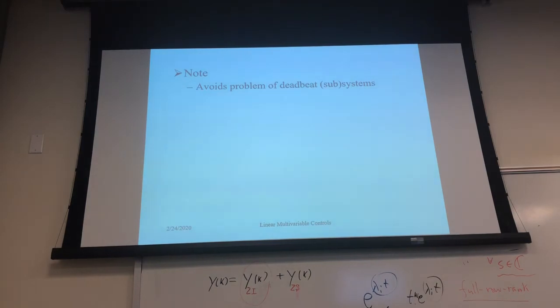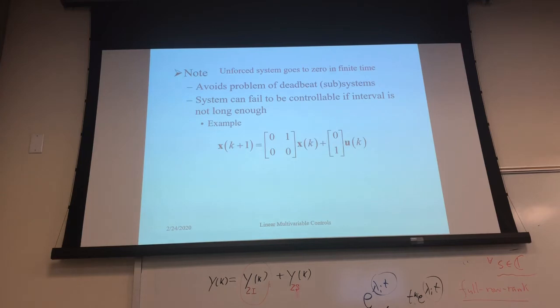So unforced system goes to 0 in finite time. System can fail to be controllable if the time is not long enough. So this is interesting: it's not reachable in 0 to 1. So you have reachable in 0 to 2, and you need 2 steps to reach. So in general, if you have an n-dimensional system, you probably need n steps, okay? N steps to reach.